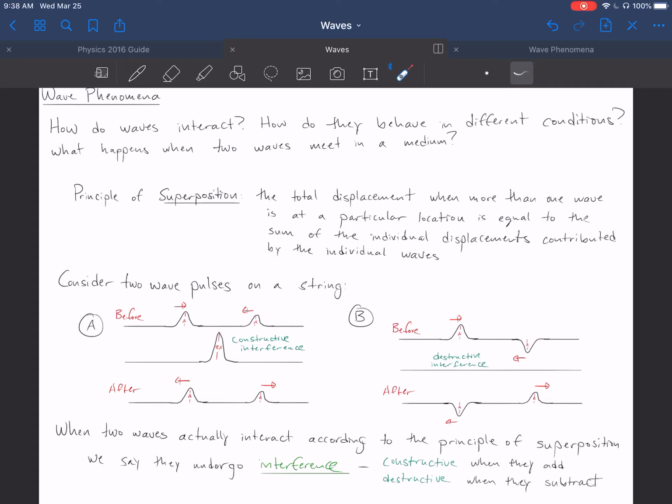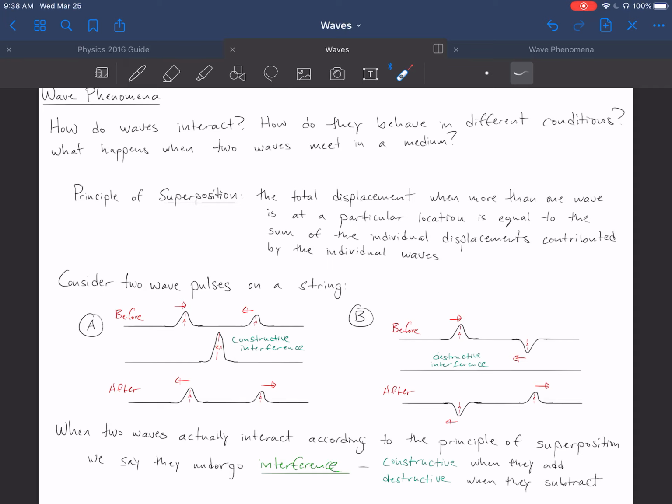You might think that they bounce off each other. You might think that they add up or cancel out. You might think that they somehow affect each other. And the answer can be acquired by applying the principle of superposition: the idea that at the point where they meet, the total displacement will be the sum of the individual displacements contributed by the individual waves.